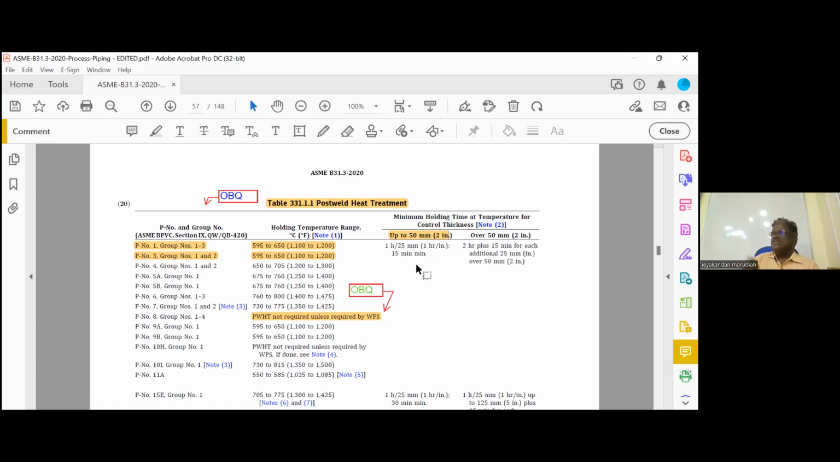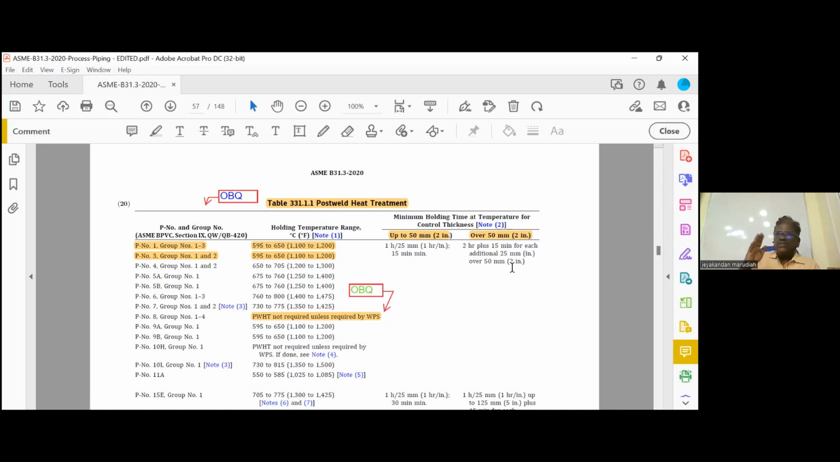After that, it will be continuously increased up to 2 inch. But 3 inch, it is not 3 hours. So you can see next condition, over 2 inch, the condition will change. 2 hours for 2 inch plus 15 minutes for each additional inch over 2 inch. So 3 inch, only 15 minutes you have to add. 2 hours 15 minutes. Thickness 4 inch, 2 hours 30 minutes. Every additional inch over 2 inch, we have to add 15 minutes only.